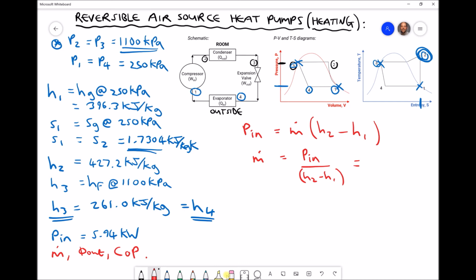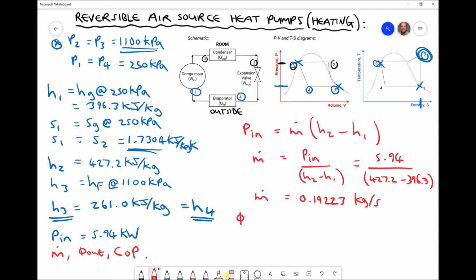Well, we know Pin is 5.94 kilowatts. And I'm going to leave it in kilowatts because our enthalpy values are in kilojoules per kilogram. Both the numerator and the denominator there are times 10 to the power of 3. H2, 427.2, minus H1, 396.3, gives us a mass flow rate equal to 0.19223, accurate to 5 decimal places. And we know our units for that are kilograms per second.